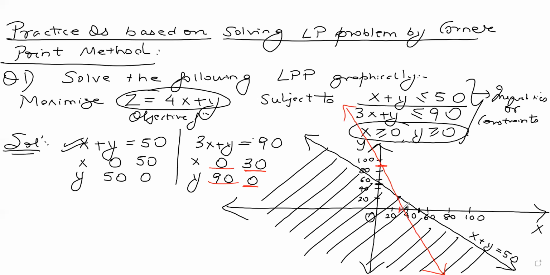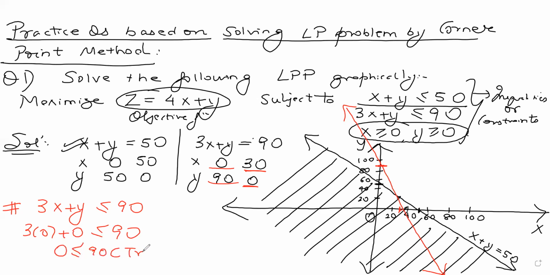Okay. And now where will the shading happen, guys? So if you look at it, 3x plus y is less than equal to 90. Put x and y both as 0. So 0 is less than equal to 90, true. So shading towards the origin. Since 0 is less than equal to 90, it's satisfying the inequality. Shading is towards the origin.